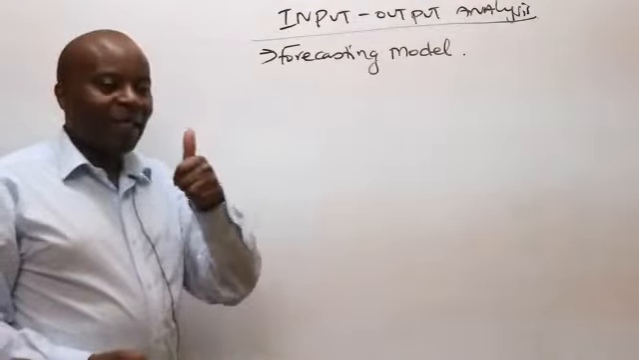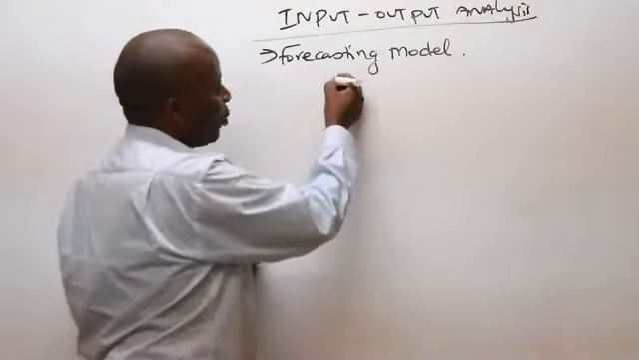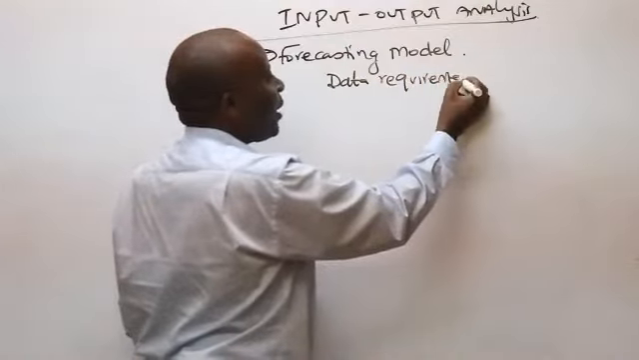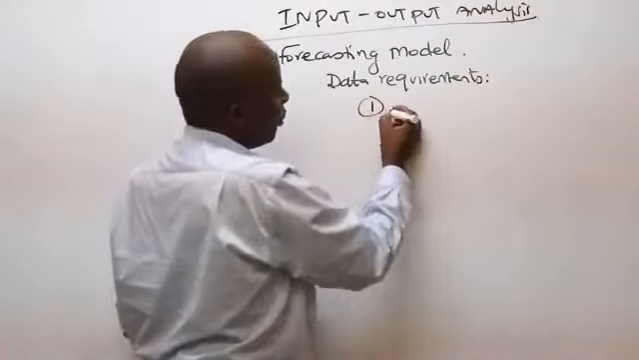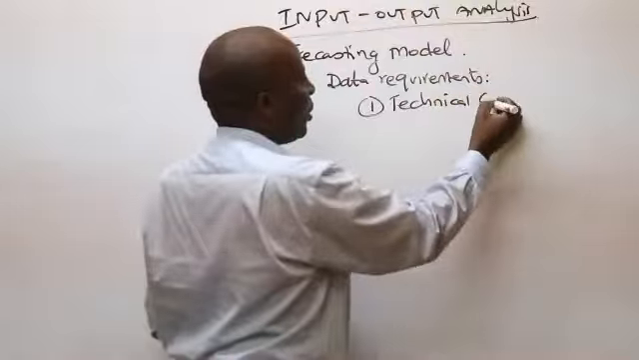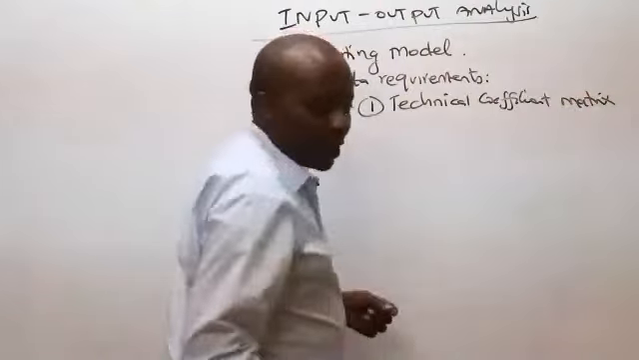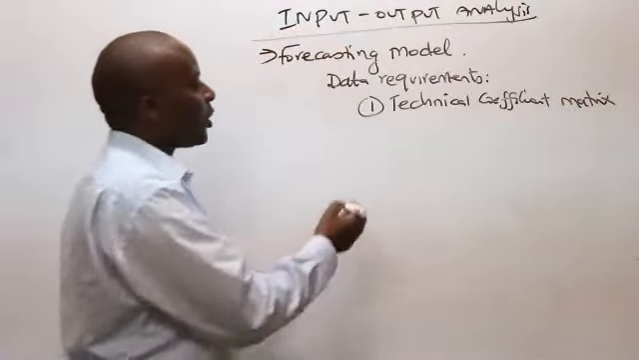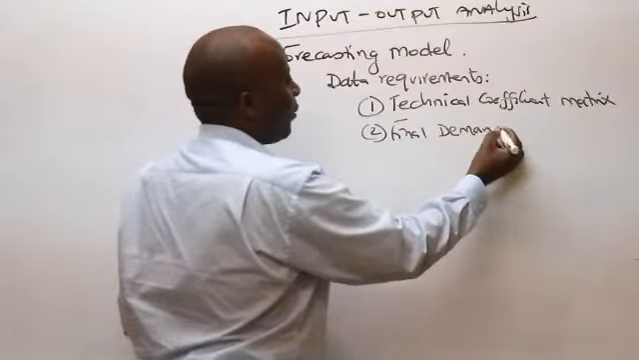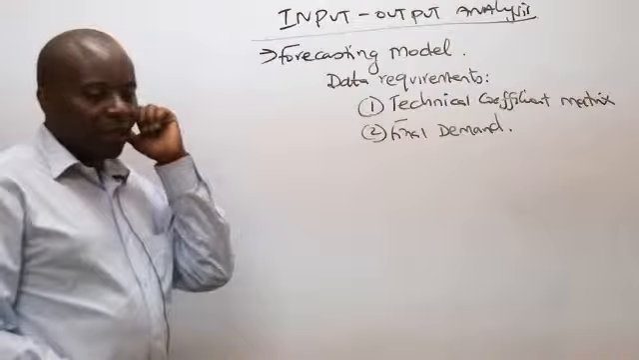Normally, ladies and gentlemen, you'll be given two things. These are the data requirements for you to be able to predict. Number one, you need what we call the technical coefficients matrix. And number two, you need what we call the final demand.